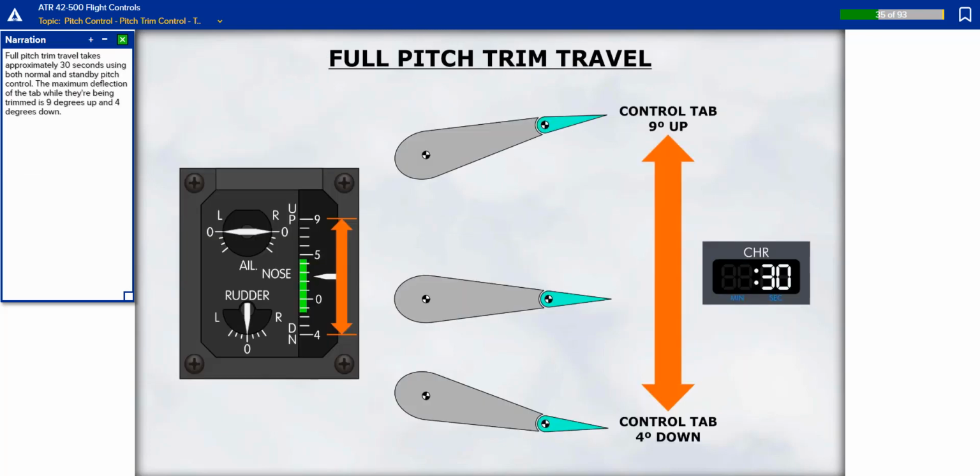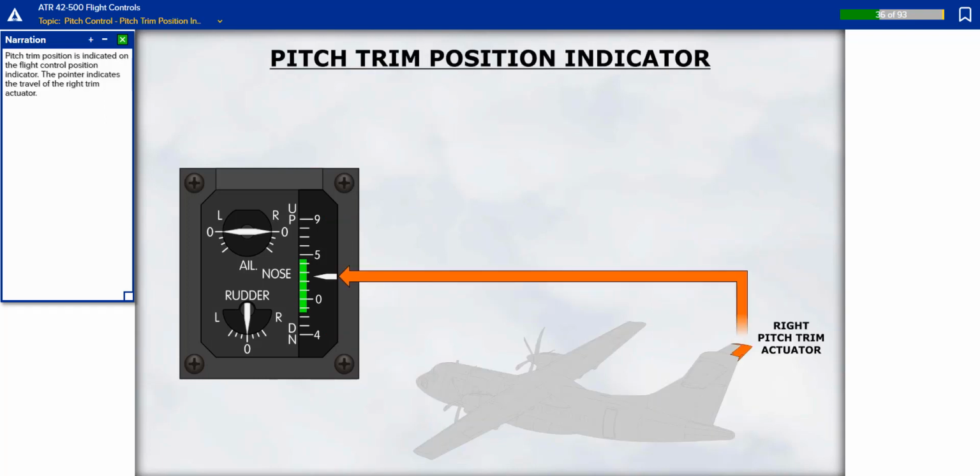Full pitch trim travel takes approximately 30 seconds using both normal and standby pitch control. The maximum deflection of the tab while they're being trimmed is 9 degrees up and 4 degrees down. Pitch trim position is indicated on the flight control position indicator. The pointer indicates the travel of the right trim actuator.